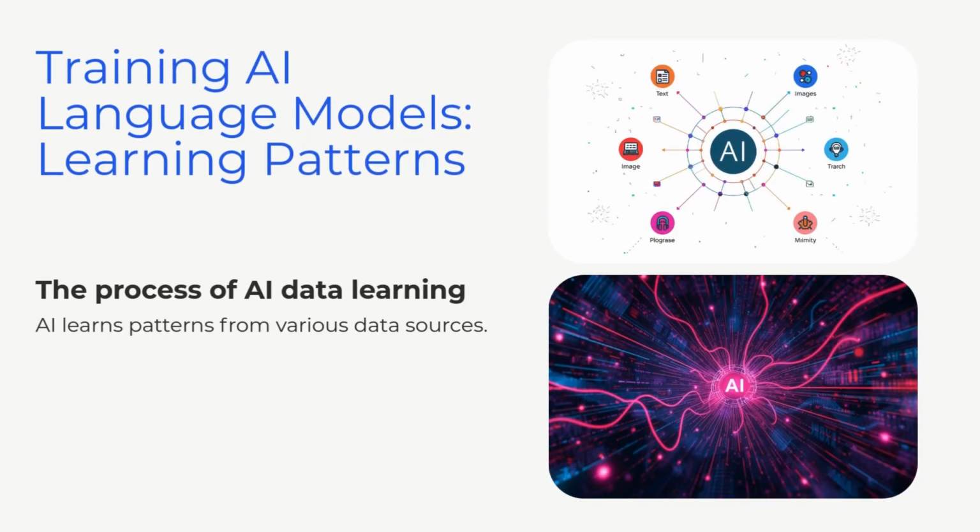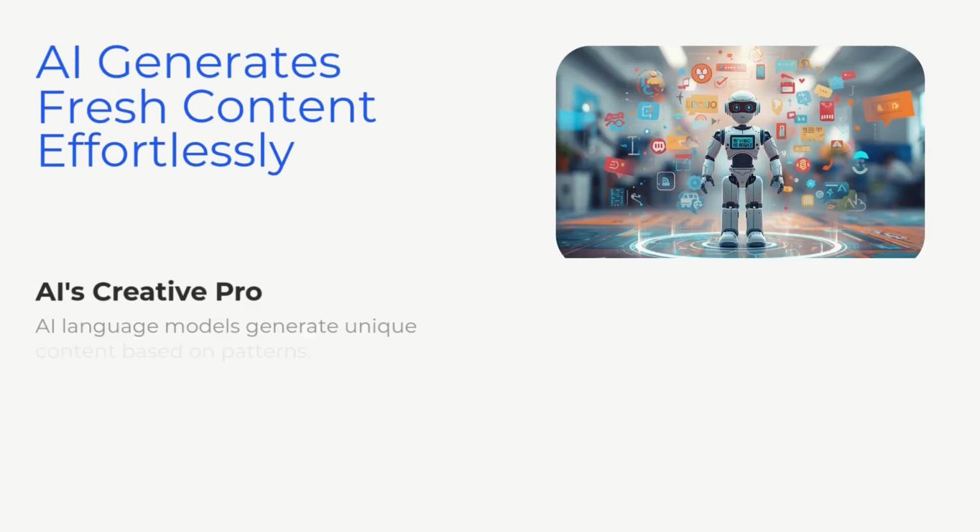Training is basically pattern learning. The model sees huge amounts of examples, text, images, and other data, and it learns relationships. What tends to appear together? What usually comes next? What looks right in context? Important detail, it's not memorizing one perfect answer. It's learning probabilities and patterns.